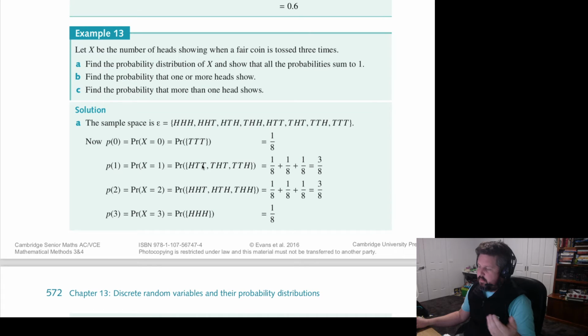Again, you want to make sure that all the probabilities add together to make 1. Once we've found each of these here, that plus that plus that plus that, that does equal 1. So we are all good there.